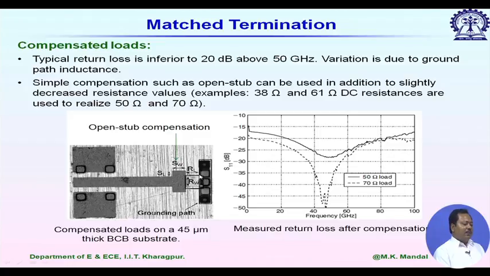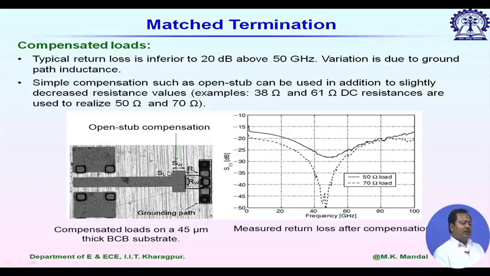Now, if I simply take the RL and RW so that its equivalent DC resistance is 50 ohm, then if we measure the input impedance, it becomes different because of the inductive vias. So, for example, typical return loss is inferior to 20 dB above 50 gigahertz, and this variation is due to the ground path inductance due to the via. So, what is the compensation technique then? For this shunt inductance, we can use shunt capacitance to compensate or nullify its effect.